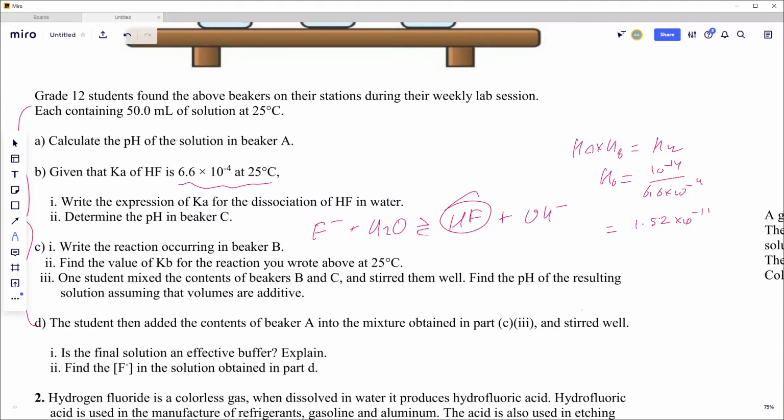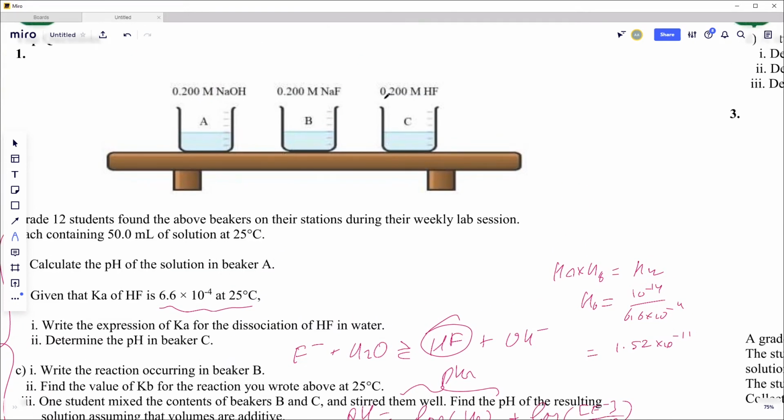Since it's a buffer, we have a special equation. pH equals pKa, in other words, minus log of Ka, plus log of the concentration of the base, which is F− in this case, over the concentration of the acid, which is HF in this case. So we're mixing, don't forget, these are the values. Don't forget these given values. These are important.